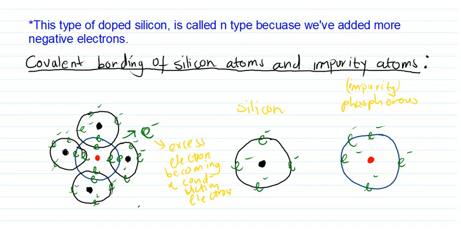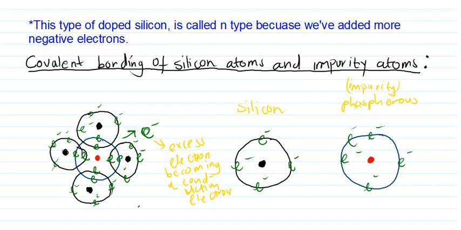This type of doped silicon is called an n-type because we have added more negative charges in the conduction band, or electrons, and we know electrons have a negative charge. Now, let's take a closer look at the covalent bonding of silicon atoms and the impurity atoms.